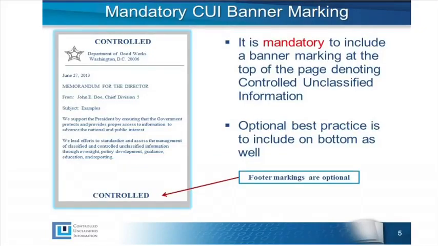Another mandatory step in the CUI process is the creation of a banner marking. The banner marking is found at the top of the document and indicates that the document being received contains controlled and classified information. It is mandatory to include this marking because it alerts the recipient that they are in possession of CUI and therefore must take care to handle it differently than they would any other kind of information. Footer markings are optional, but must be used identically to the banner marking if used.